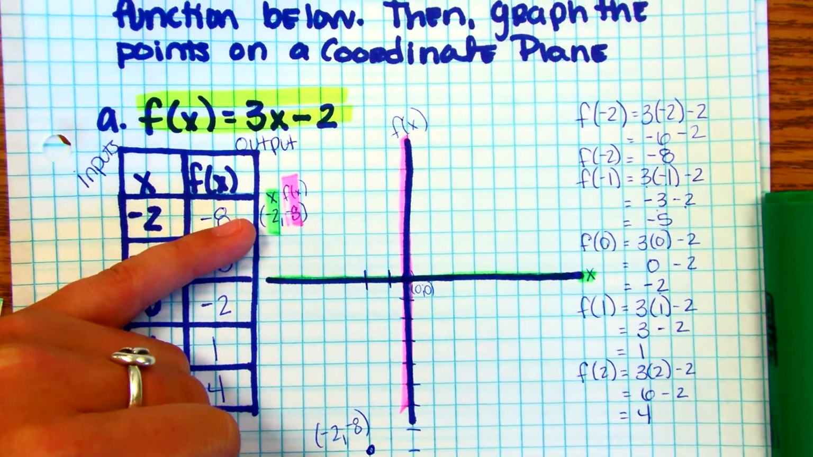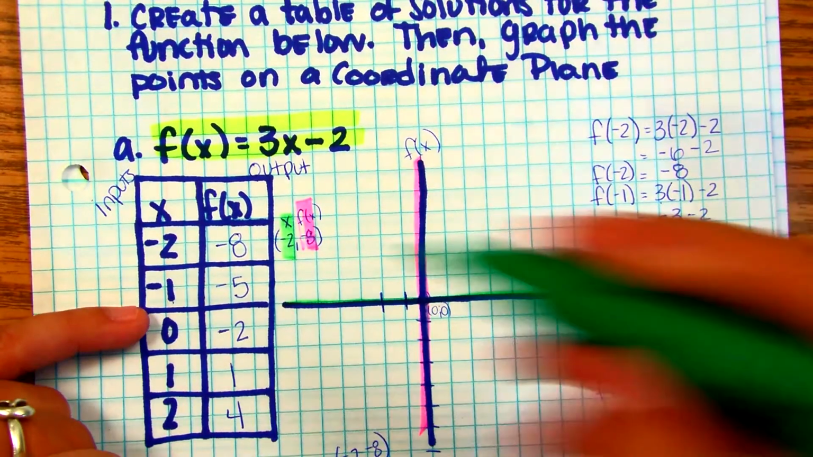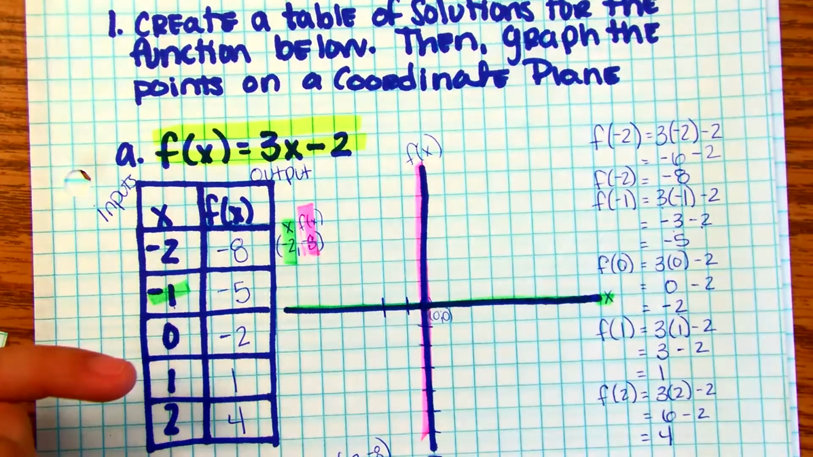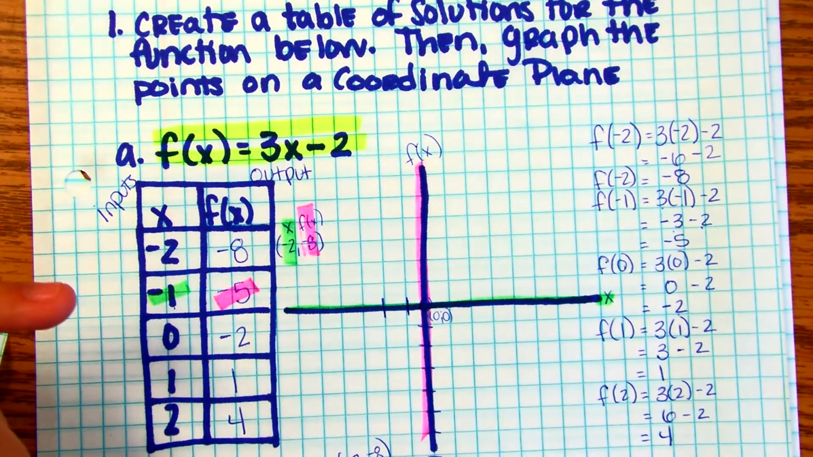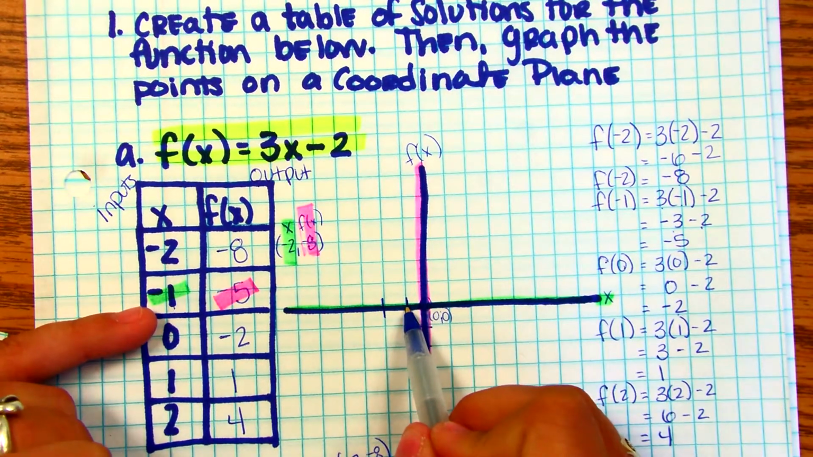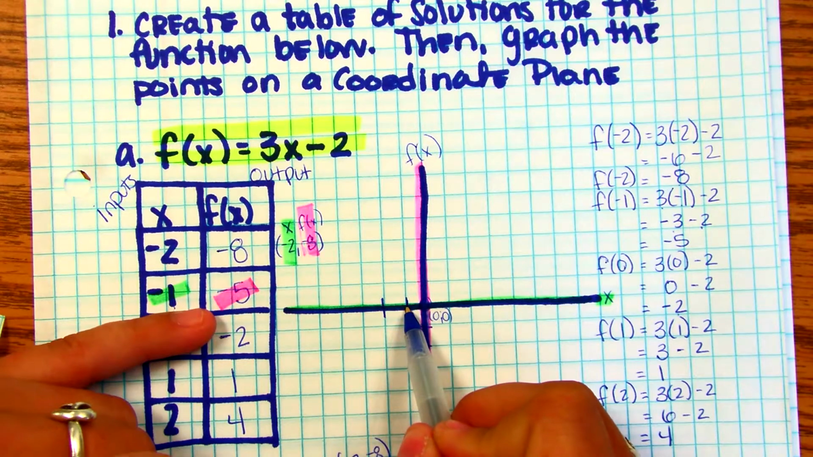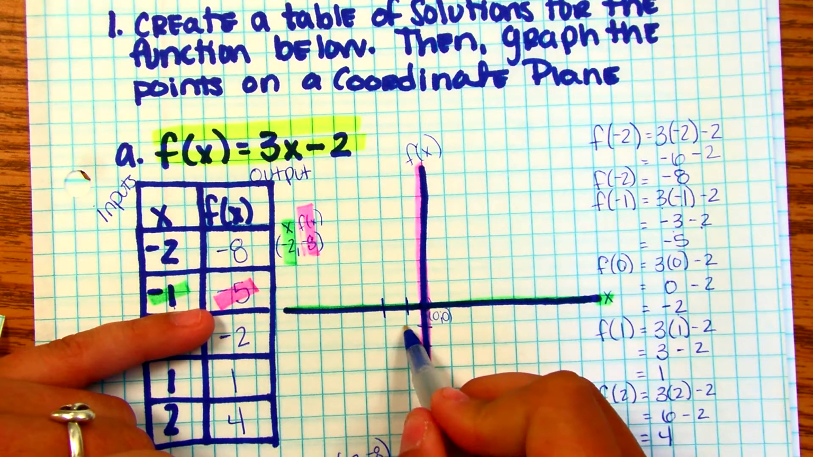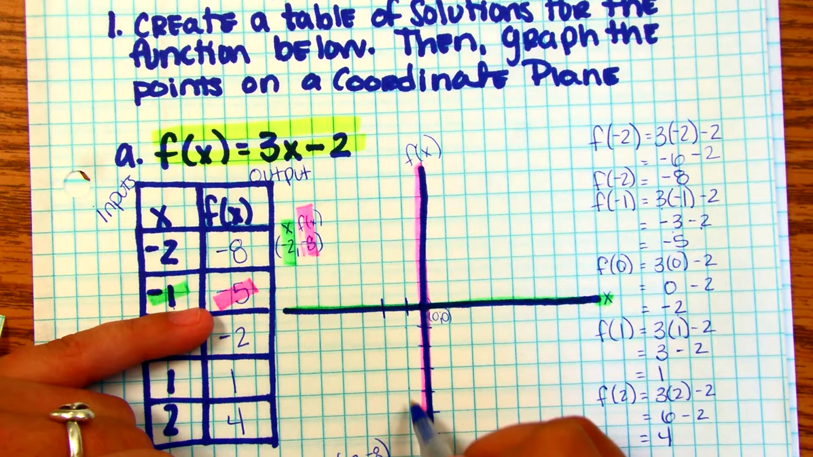I'll do that again for the next one. So this is x, and this is y, or f of x. I'm going to go -1 in the x direction, then -5 in the y direction. 1, 2, 3, 4, 5. Put a point.